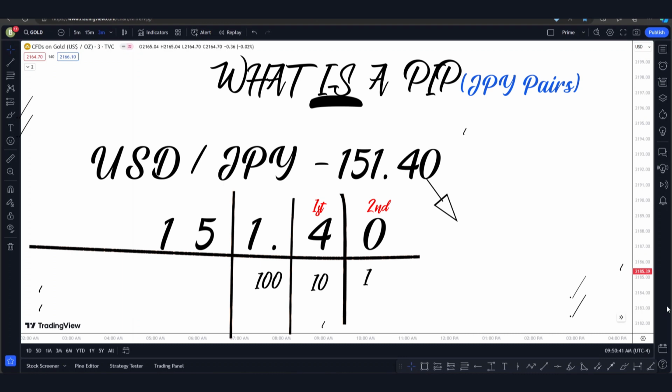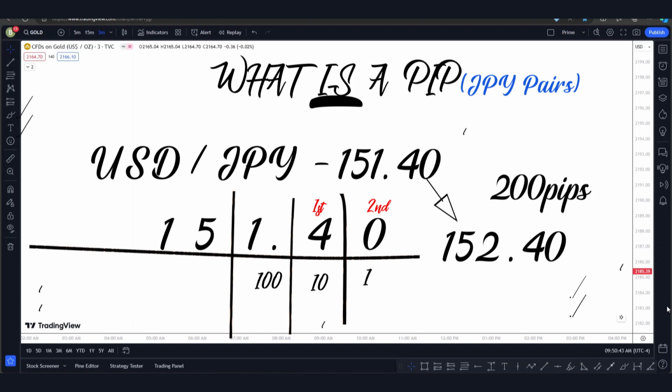Another example: what if the dollar yen, the USD JPY, moved from 151.40 to 152.40? If the price of the dollar yen moves from 151.40 to 152.40, how much has it gone up by? We can boldly say it went up by 200 pips on the dollar yen.